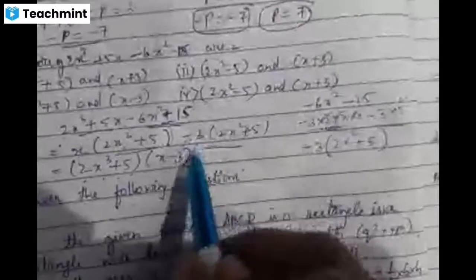Here the binomial is a common factor. Again we take out the binomial outside by using the brackets, 2x square plus 5 into. If I take 2x square plus 5 in these two terms as common, then in this term x is left out and in this term minus 3 is left out. So this is how we factorize the given algebraic expression. The answer for this question number E is 2x square plus 5 into x minus 3, which is third option, children.